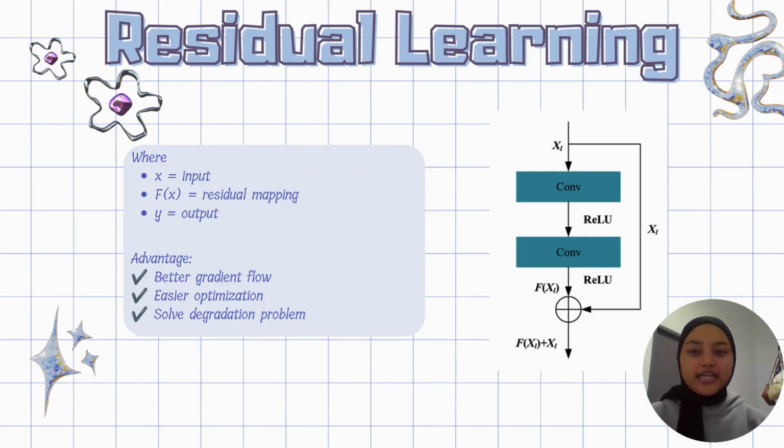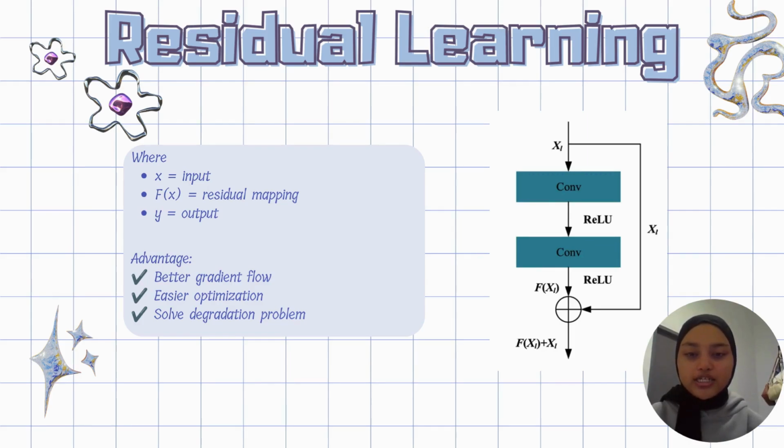Now I will explain the key idea behind ResNet, which is residual learning. Instead of learning the full mapping directly, ResNet learns the residual, which is represented as F(x). The output is calculated as y equals F(x) plus x, where x is the input, F(x) is the learned residual, and y is the final output.